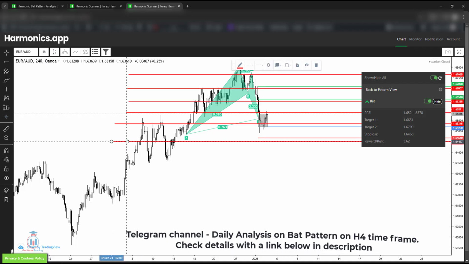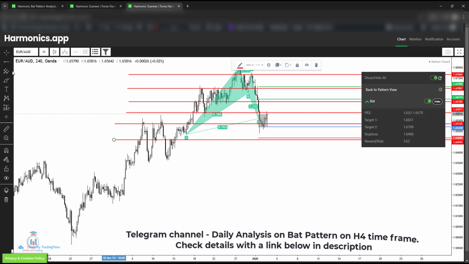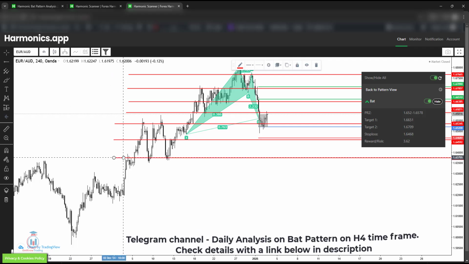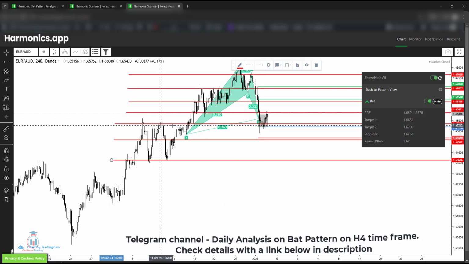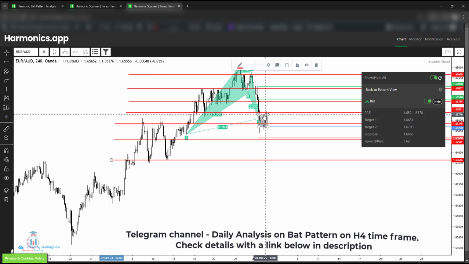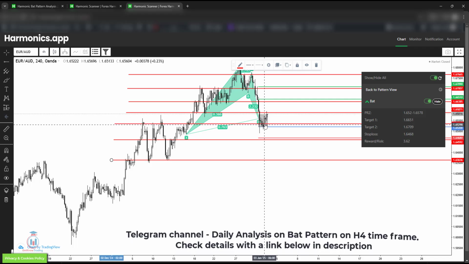Very important supply and demand zones, and just to confirm, the stop loss and take profit levels for the bullish Bat pattern in line with this technical analysis. Now we can see that here we have a very important support level, and the price has reached this support level. This is a potential reversal zone. The price has bounced back up.